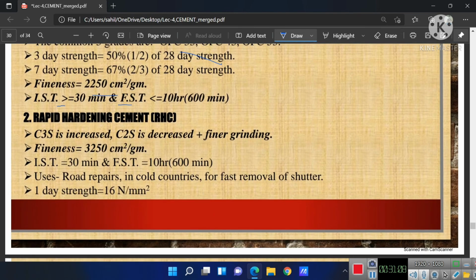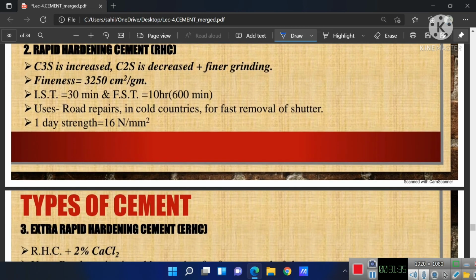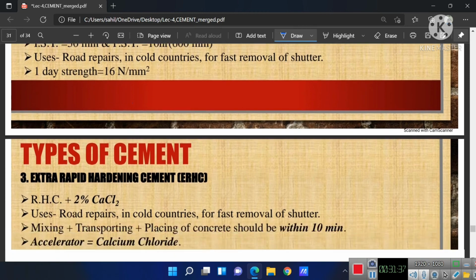Now for rapid hardening cement, C3S is increased, C2S is decreased, plus finer grinding. Now the fineness must be 3250 centimeters square per gram. Now initial setting time must be 30 minutes and final setting time is equal to 10 hours. Now uses: road repairs in cold countries. For fast removal of shutter, 1 day's strength is equal to 16 Newton per millimeter square.